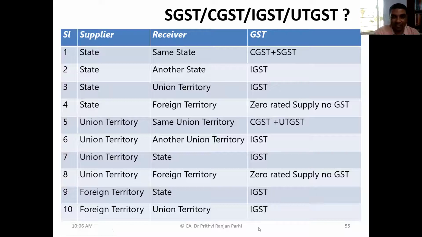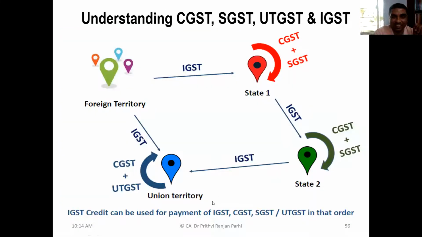Okay. Now I think you are feeling comfortable. You'll be able to decide in which case CGST, which case SGST, which case UTGST, which case IGST will be levied. Yes or no? Are you feeling comfortable now, right? So again, one more picture I am showing you. This will further clarify your understanding.